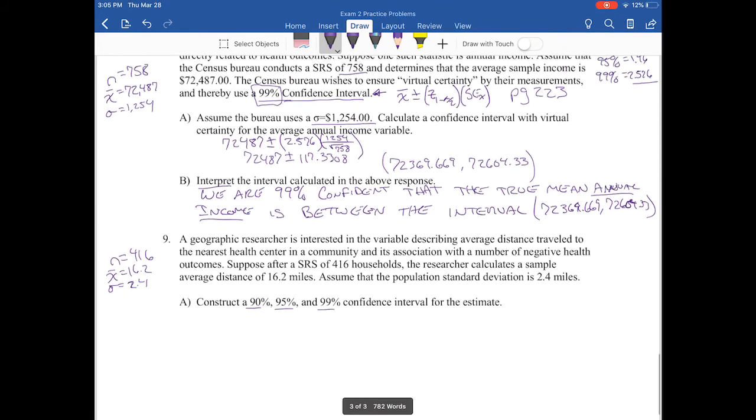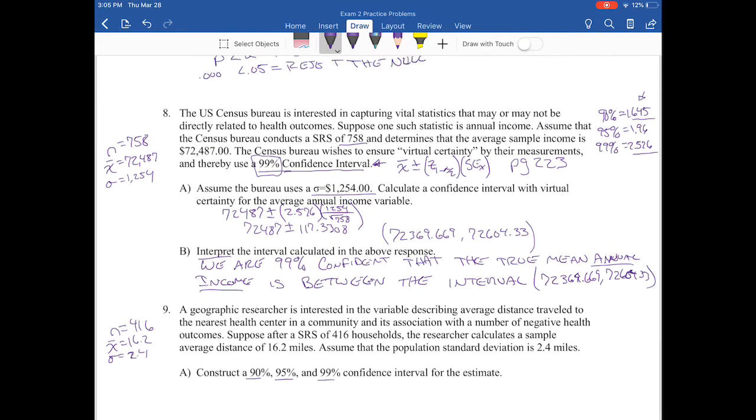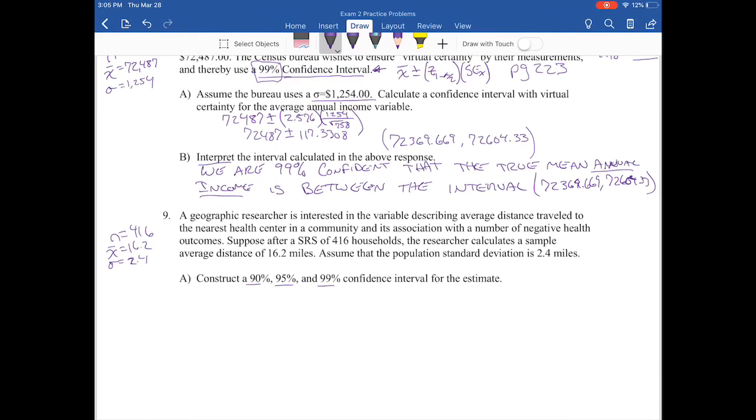And then once again, you can go to page 223 in the book, and you can find your z values here. So I'm just going to say that this is going to be your 90% confidence interval, this is going to be your 95% confidence interval, and this is going to be your 99% confidence interval.